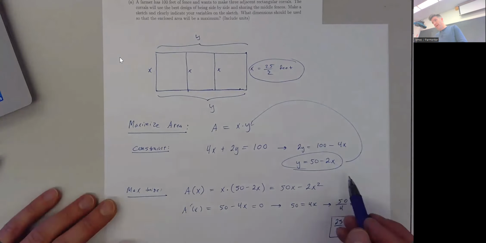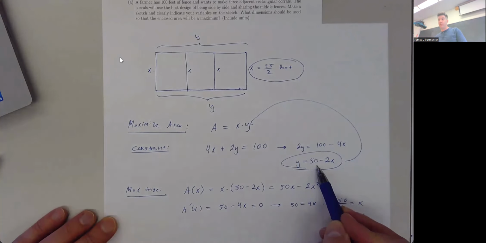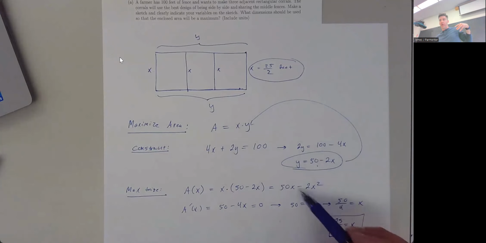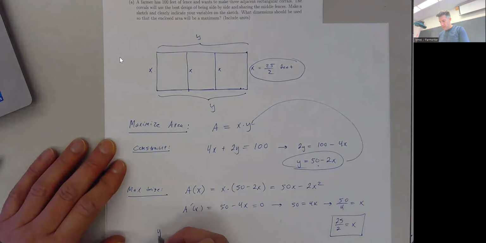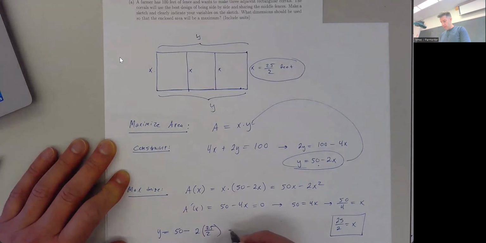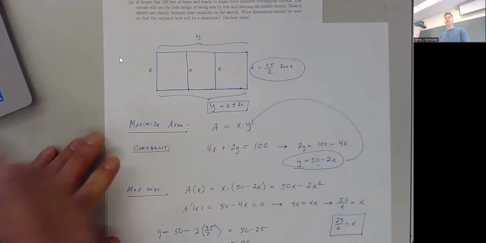Anyway, so you're going to find y by looking at where you have y equals, right? The other dimension you're trying to find, almost always you have exactly the equation you need when you isolated something to deal with the constraint. So y is going to equal 50 minus 2 times your x value, which is going to be 50 minus 25, which is equal to 25. So y is equal to 25 feet. Cool.